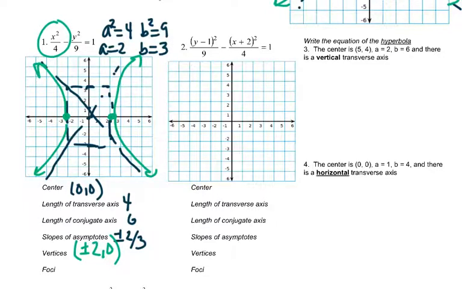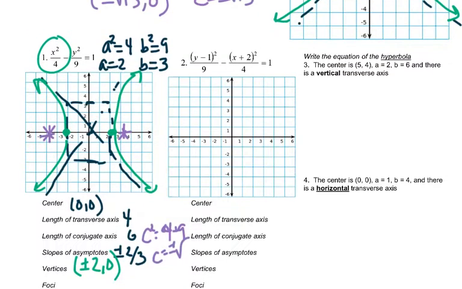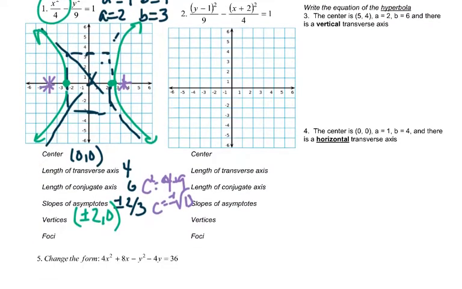All right, so I'd like to just point out that the green is the graph, right? The navy blue is not the graph, only the green. The foci: c squared is a squared plus b squared. So again, it's plus or minus root 13, so it's plus or minus root 13, comma 0.